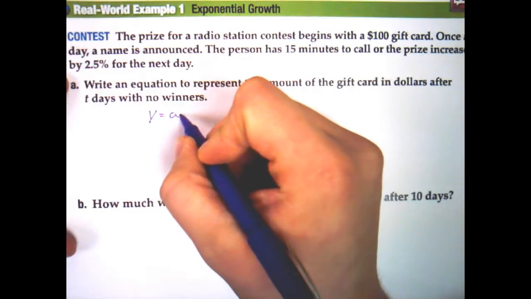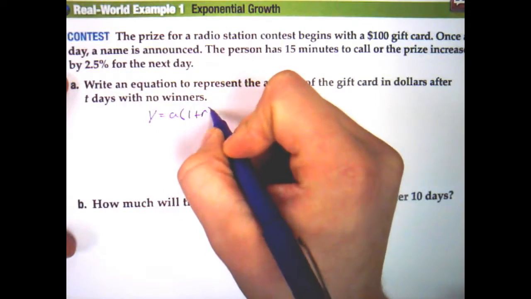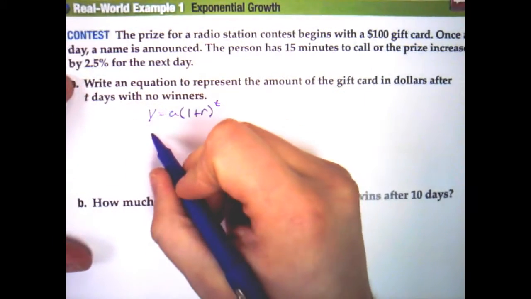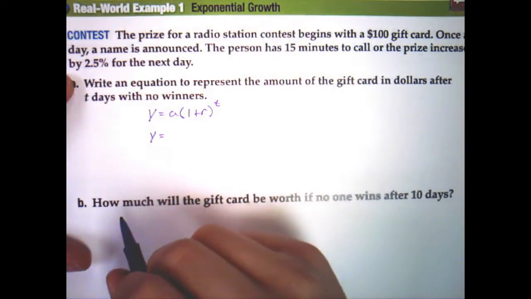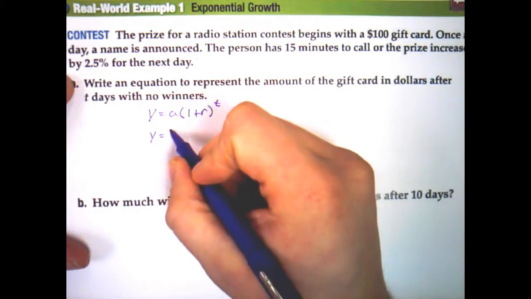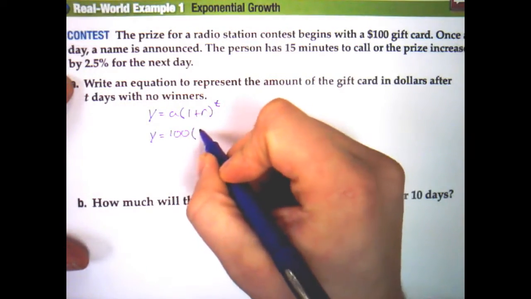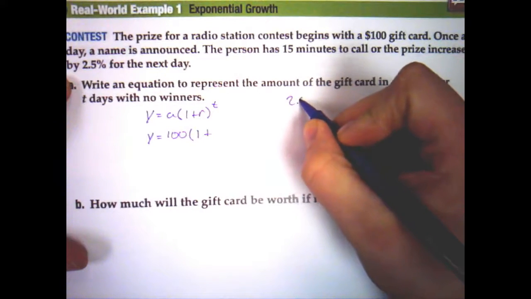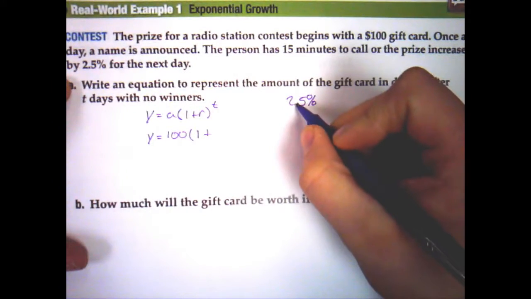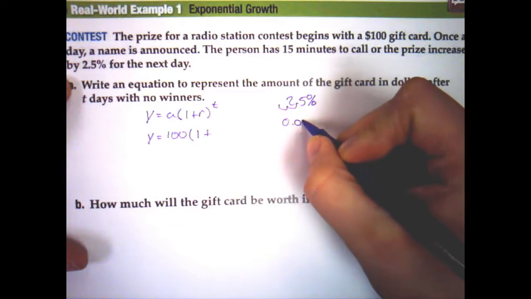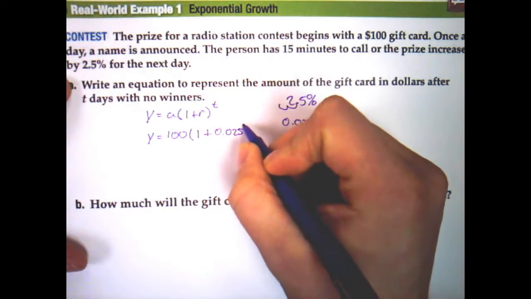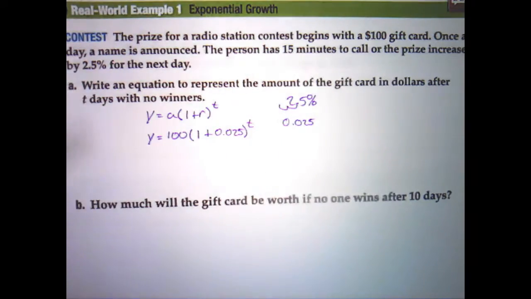Y equals A times the quantity of 1 plus R, all raised to the T. And what we plug in is what we know. Okay, so we don't know the final amount, so that stays as y. Our original amount is going to be the $100 gift card. 1 is always 1, and our rate is 2.5%. Now, 2.5% as a decimal would be 0.025, so that's what I put in there. All raised to the t.